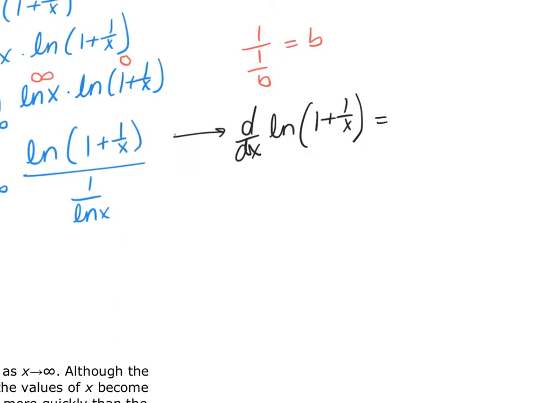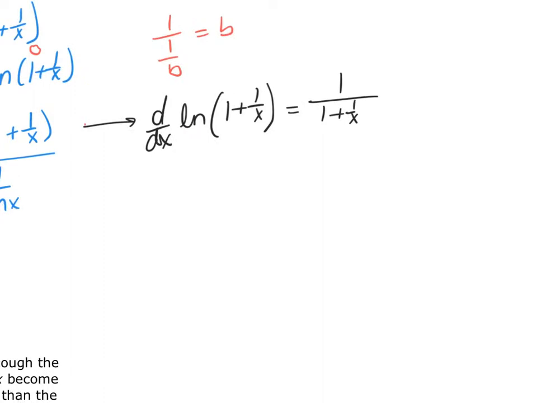So this is going to be 1 over 1 plus 1 over x. And then I have to do the derivative of 1 plus 1 over x. I'm going to rewrite this 1 over x as x raised to the negative 1, so that when I do the derivative, it's a little bit easier for me to see the exponent. And so this is going to be multiplied by negative 1 x raised to the negative 2.